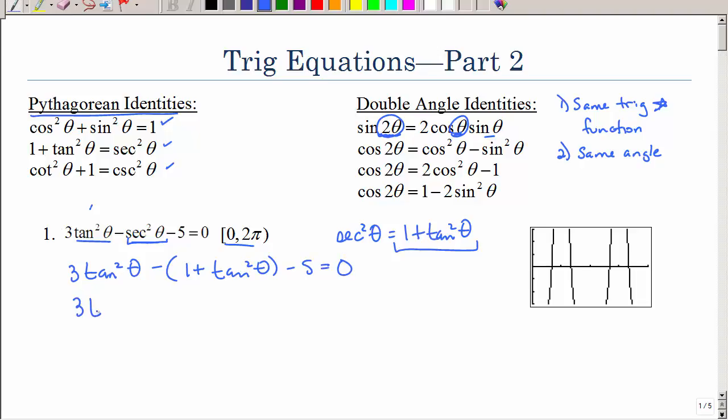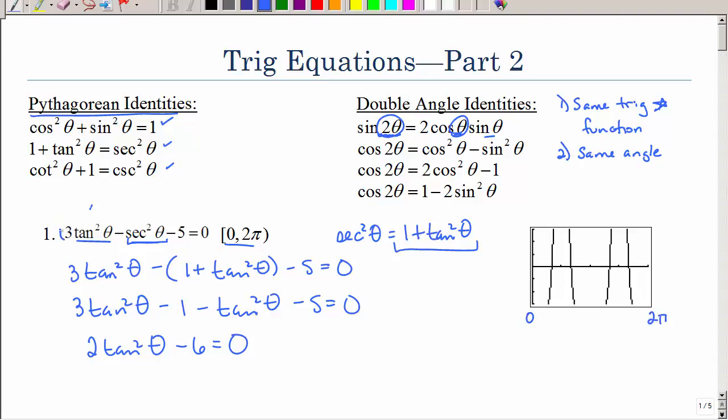Then I'm going to distribute the negative sign. And I'm going to collect like terms. And now my equation looks a little bit easier. Now over here on the graph, I've graphed from 0 to 2 pi, and I went ahead and graphed this equation under y1 equals, and then of course this is y2. I want to see where those intersect. It looks like I should have 4 answers when I get done. Let's see if we can get there.